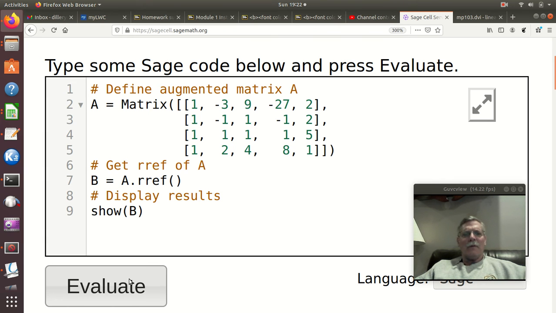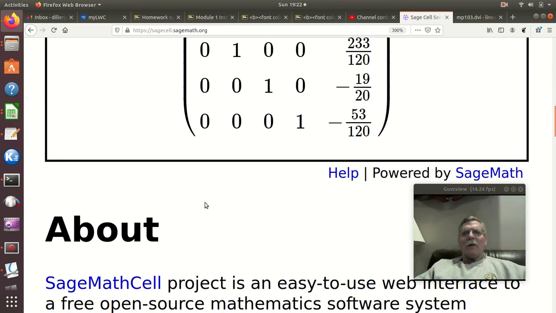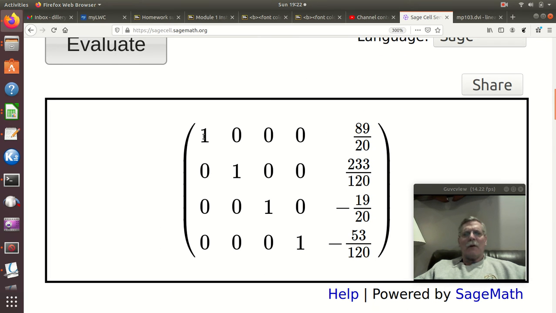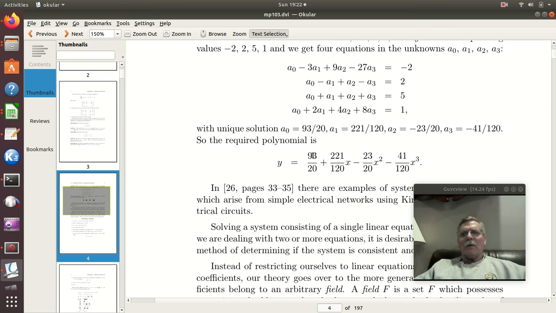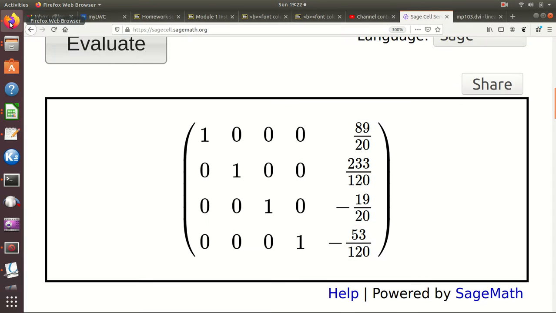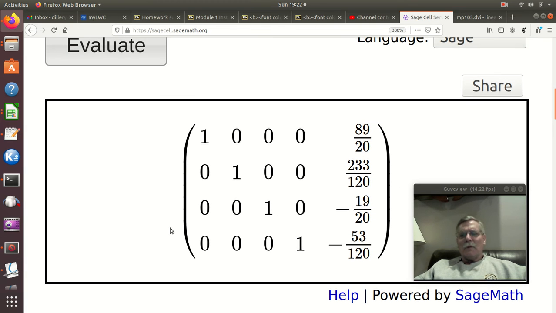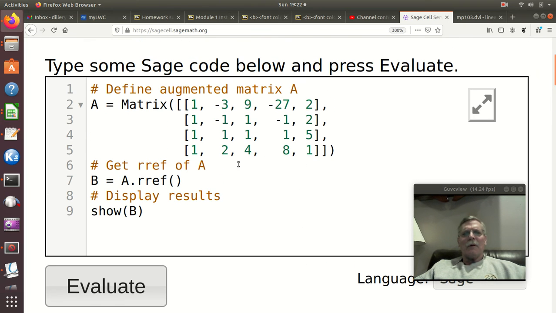And if we hit evaluate, we come down here and we see that this says that our A1 is equal to 89 over 20, our A2 is equal to 233 over 120, and so forth. Well, if we go back here, notice, yeah, 93 over 20, 221 over 20, minus 23 over 20, and minus 41 over 120. And oh, whoops, hey, different answer. Well, let's check something. Did I put in the right numbers?